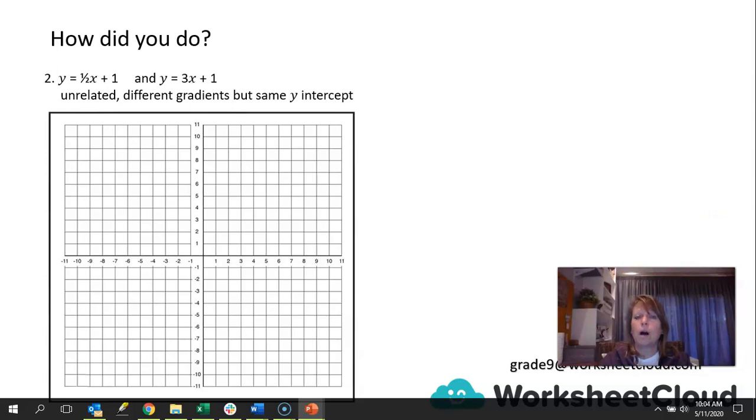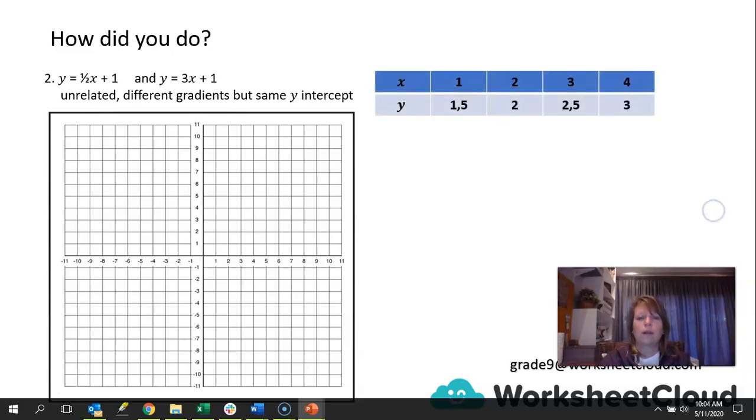Right, here's the next one. Y is equal to a half x plus 1. Y is equal to 3x plus 1. Okay, now this we need to see. I would say that they're unrelated because they've got different gradients, but they've got the same y-intercept. Okay, now let's just have a look with our points.